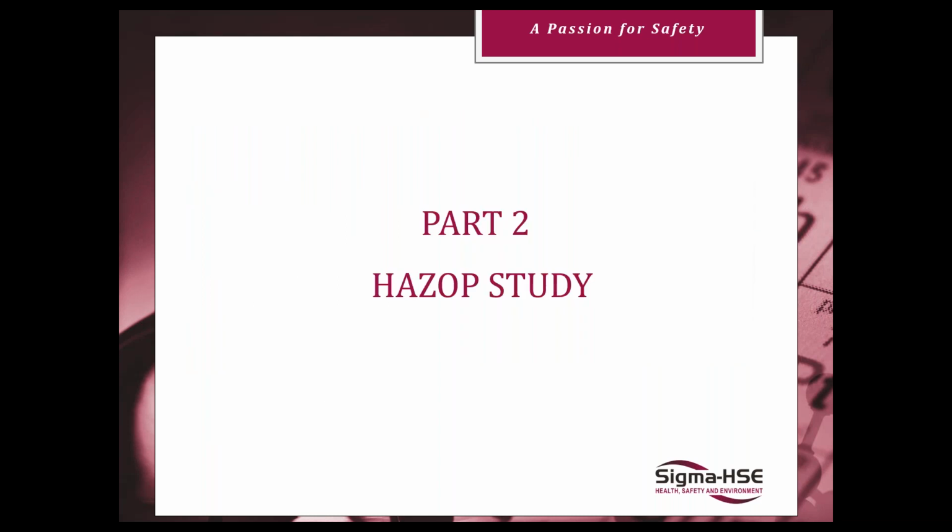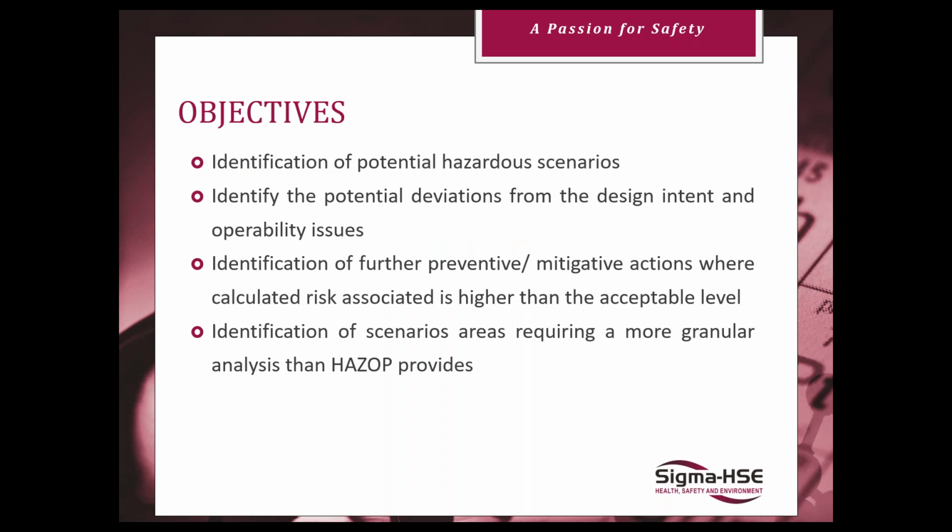All right. So part two, HAZOP study. This will be the meat of the study. All right. So you're identifying your potential hazardous scenarios, your potential deviations from the design intent and operability issues, identification of further preventative and mitigative actions where calculated risk is higher than the acceptable level, and identification of scenarios requiring a more granular analysis than HAZOP provides.